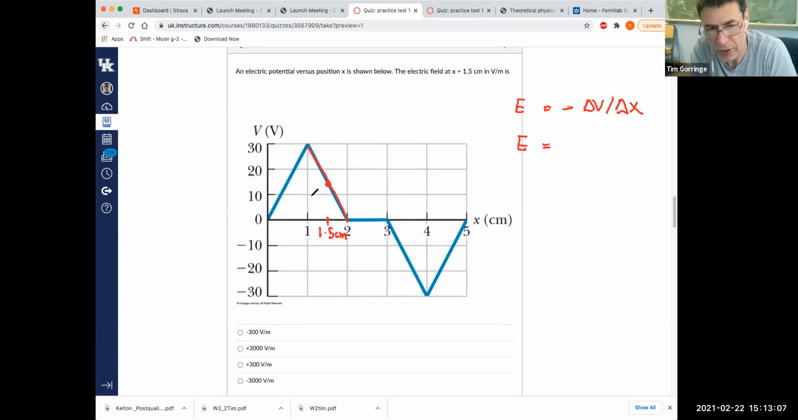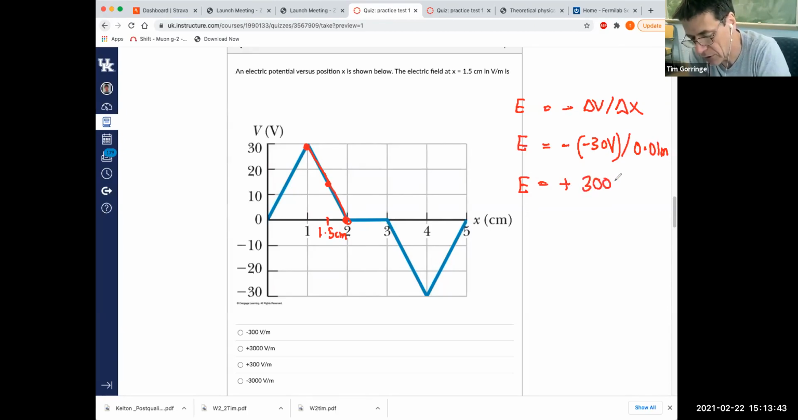So the change in the potential, that's the final potential minus the initial potential, is going to be minus 30 volts. The negative sign is because the potential decreased. And then the change in position from here to here is 1 centimeter, so that's 0.01 meters. If we divide the numerator by the denominator, the signs cancel out, and we get 3,000 volts per meter. And that is the answer here.